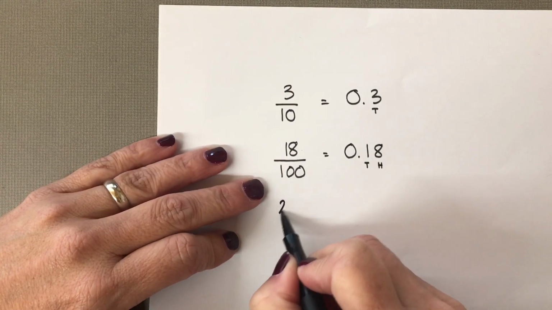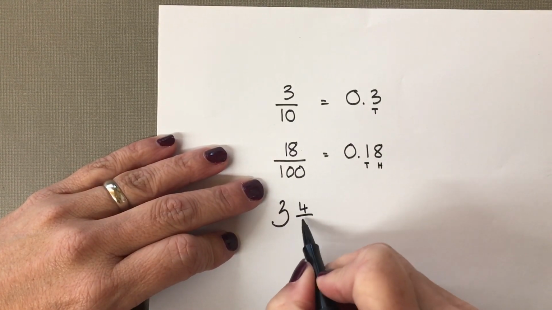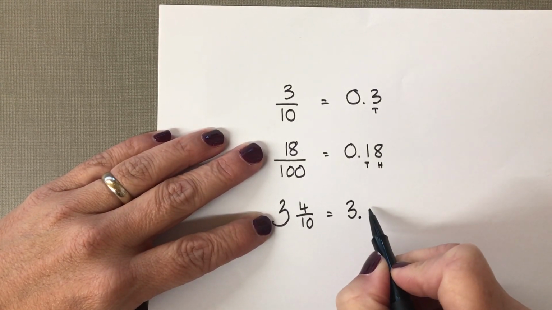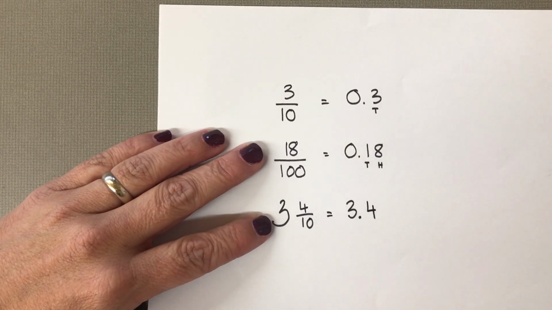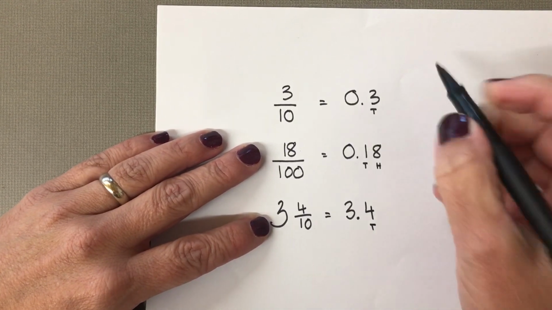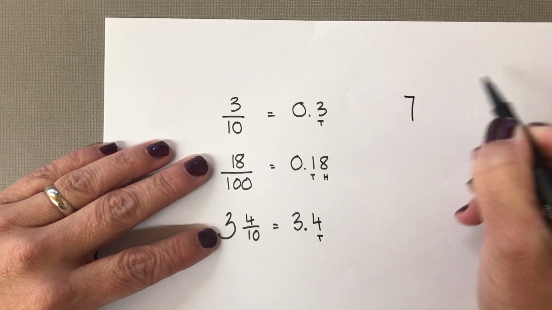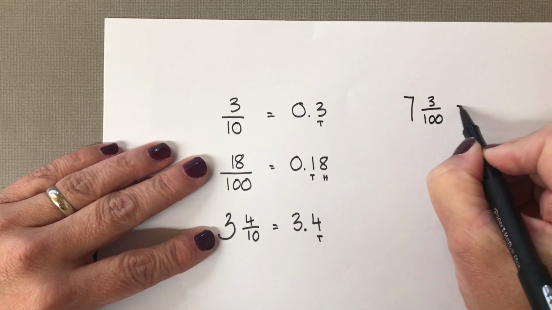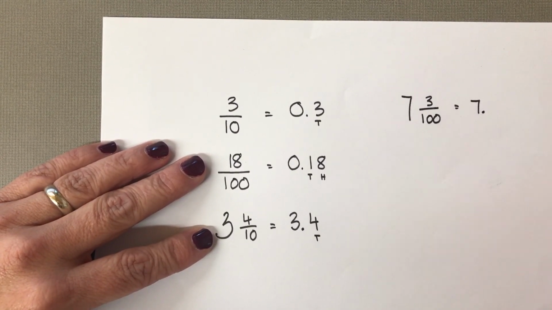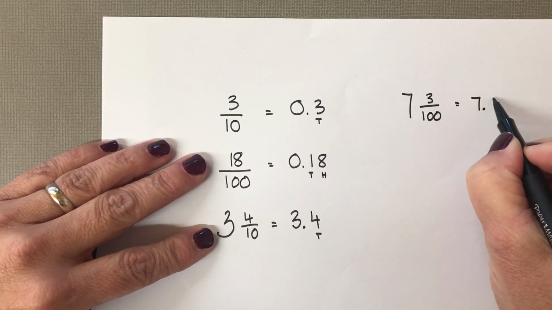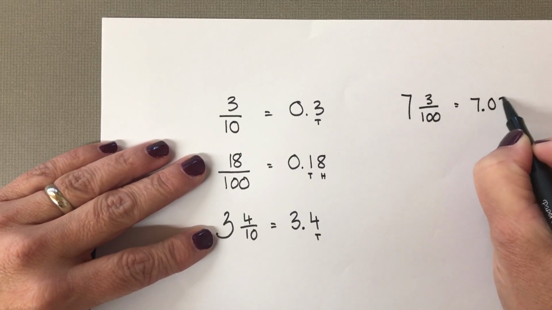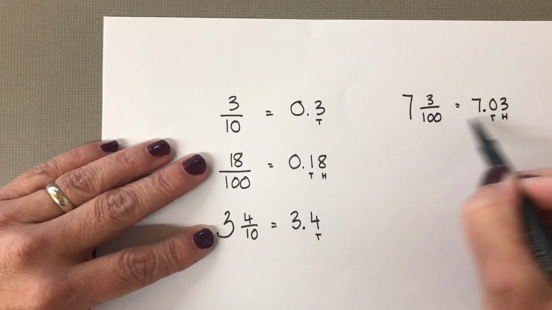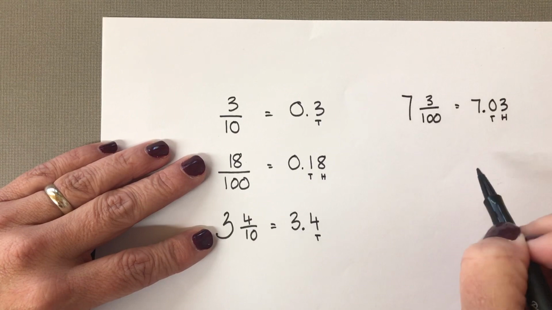And if you have 3 4/10, you would know that you have 3 wholes and you have 4/10, that's the tenths place. Or if you had 7 3/100, you would know that that's 7 wholes. We have no tenths, so you're going to put a 0 there. And you have 3/100, that's the hundredths place, that's the tenths place. That's where the 3 needs to be for the 3/100, right? So those are pretty straightforward.